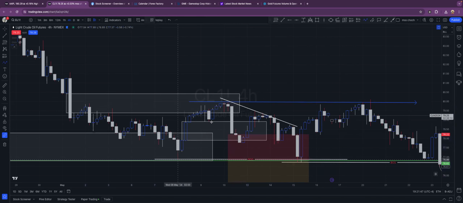So for illustration purposes, price should have done this. Boom. Took the highs, kept running. But price did not do that. Price fell. So what happened was price said this is my high, boom, and started falling. Right? It failed to make new highs.